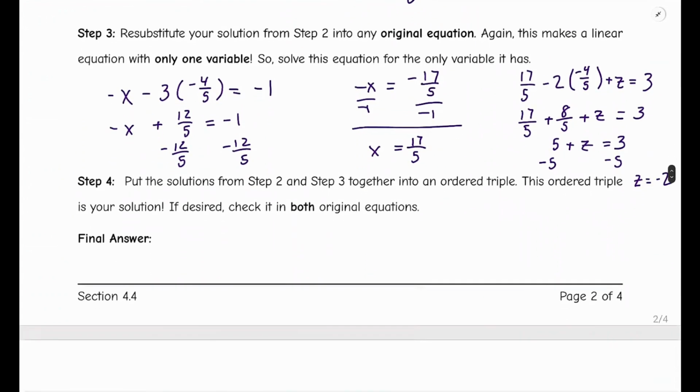And step 4 is just to write your final solution, which is (17/5, negative 4/5, negative 2). That's it for this first video.